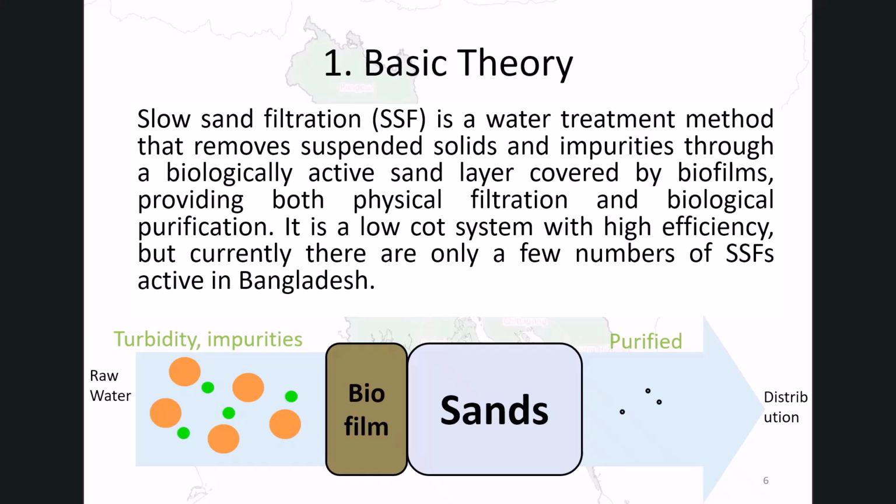This system is low cost, requires minimal energy, and is highly suitable for small-scale water supply systems. However, despite its advantages, only a limited number of slow sand filters remain active in Bangladesh today. The main reason is not technical weakness, but lack of proper understanding of how to operate and maintain the biological layer correctly.